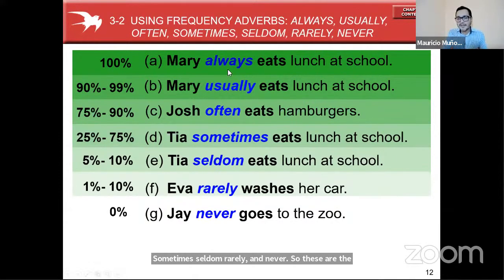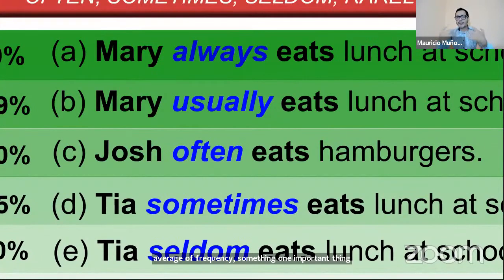Something quite important in here, guys, is please try to realize the position of the adverbs of frequency. As you can see, the adverbs of frequency go between the subject and the verb, okay? Los adverbios de frecuencia comúnmente van entre el sujeto y el verbo principal. Como usted observa, en las dos primeras oraciones tenemos a Mary y el mismo verbo que es eat, conjugado en terceras personas. Mary always eats, Mary usually eats, okay? In the same way with the other adverbs of frequency.